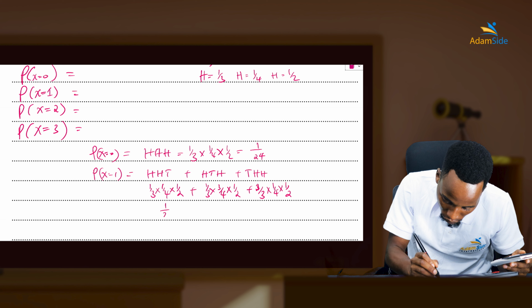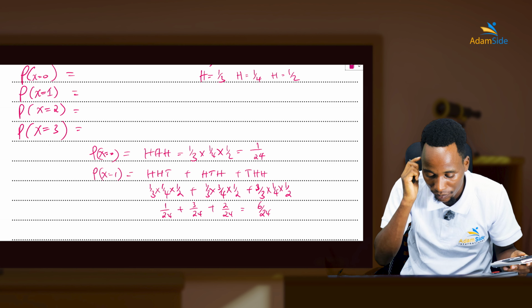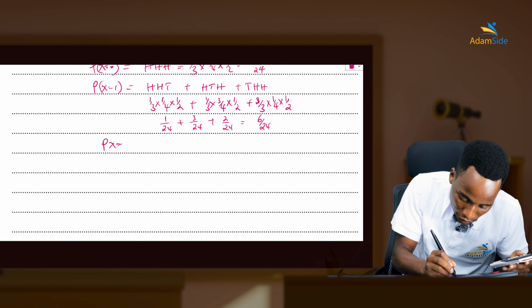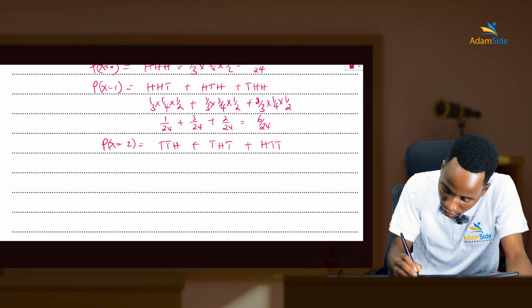So it's going to be 1 of 24 plus 3 of 24 plus 2 of 24. If we add up, we get 6 of 24. We can keep it without simplifying. And then we'll go to P of X equals 2, exactly 2 tails. It will be tail, tail, head, or tail, head, tail, or head, tail, tail.